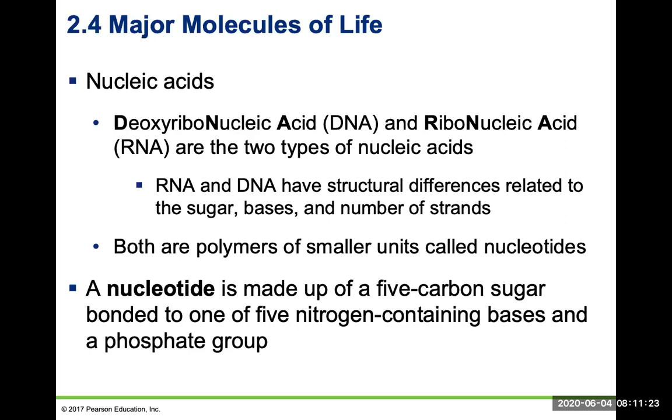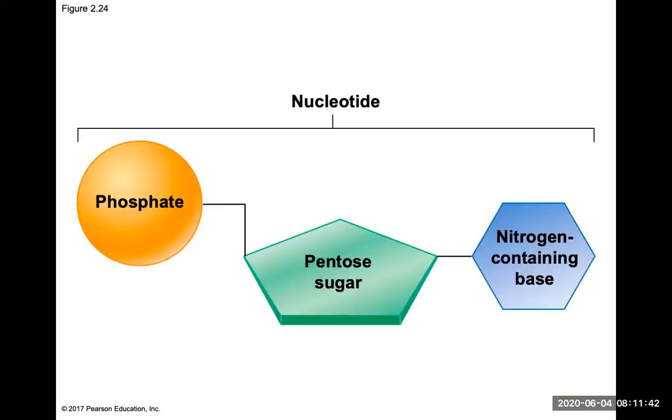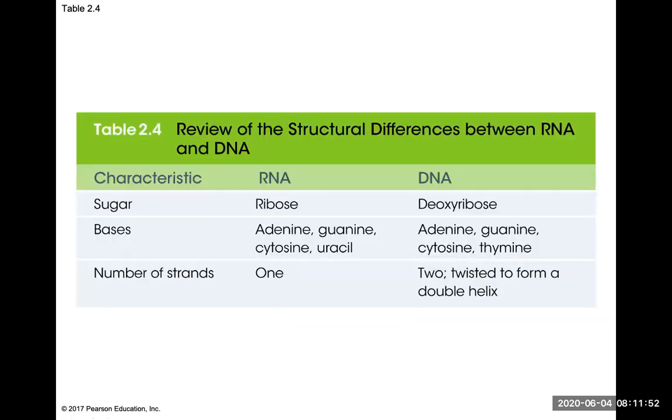Nucleic acids, 2 examples that we'll focus on are DNA and RNA. Deoxyribonucleic acid and ribonucleic acid. A nucleotide is made up of a 5-carbon sugar bonded to 1 of 5 nitrogen-containing bases and a phosphate group. Here is a nucleotide made up of a sugar, a phosphate group, and a nitrogen-containing base. And nucleotides will make up nucleic acids.